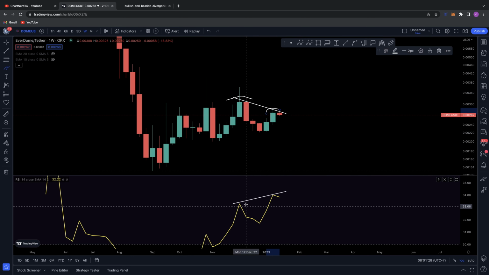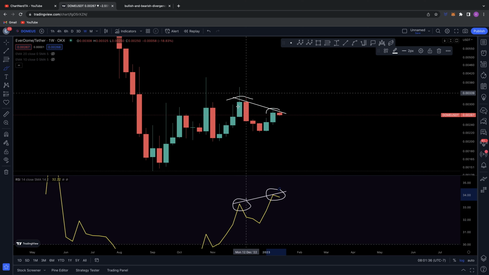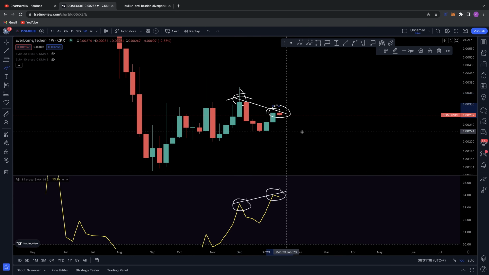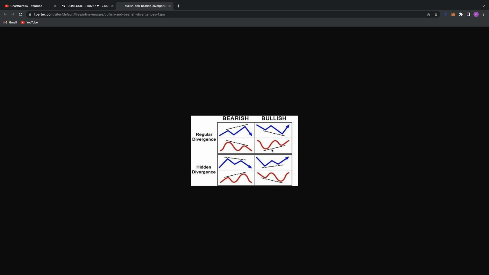Now, if you look at the RSI, you can see the RSI put in a higher high, whilst we put in lower highs in the price. Now, what this indicates to us is something called a hidden bearish divergence. So what this means is, if we look at this image very quickly here, you can see the bearish divergences, and it shows you the regular bearish divergence and the hidden bearish divergence.